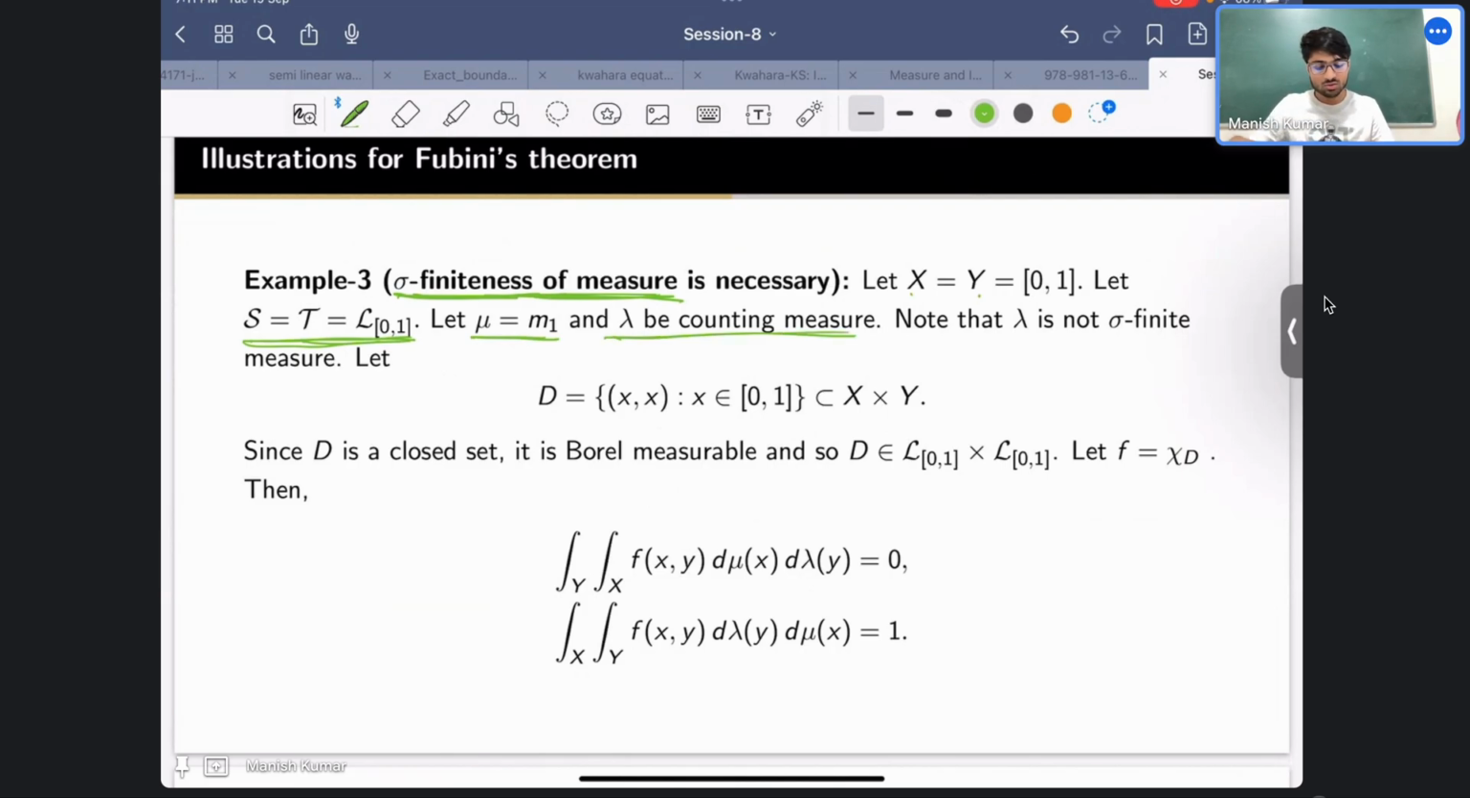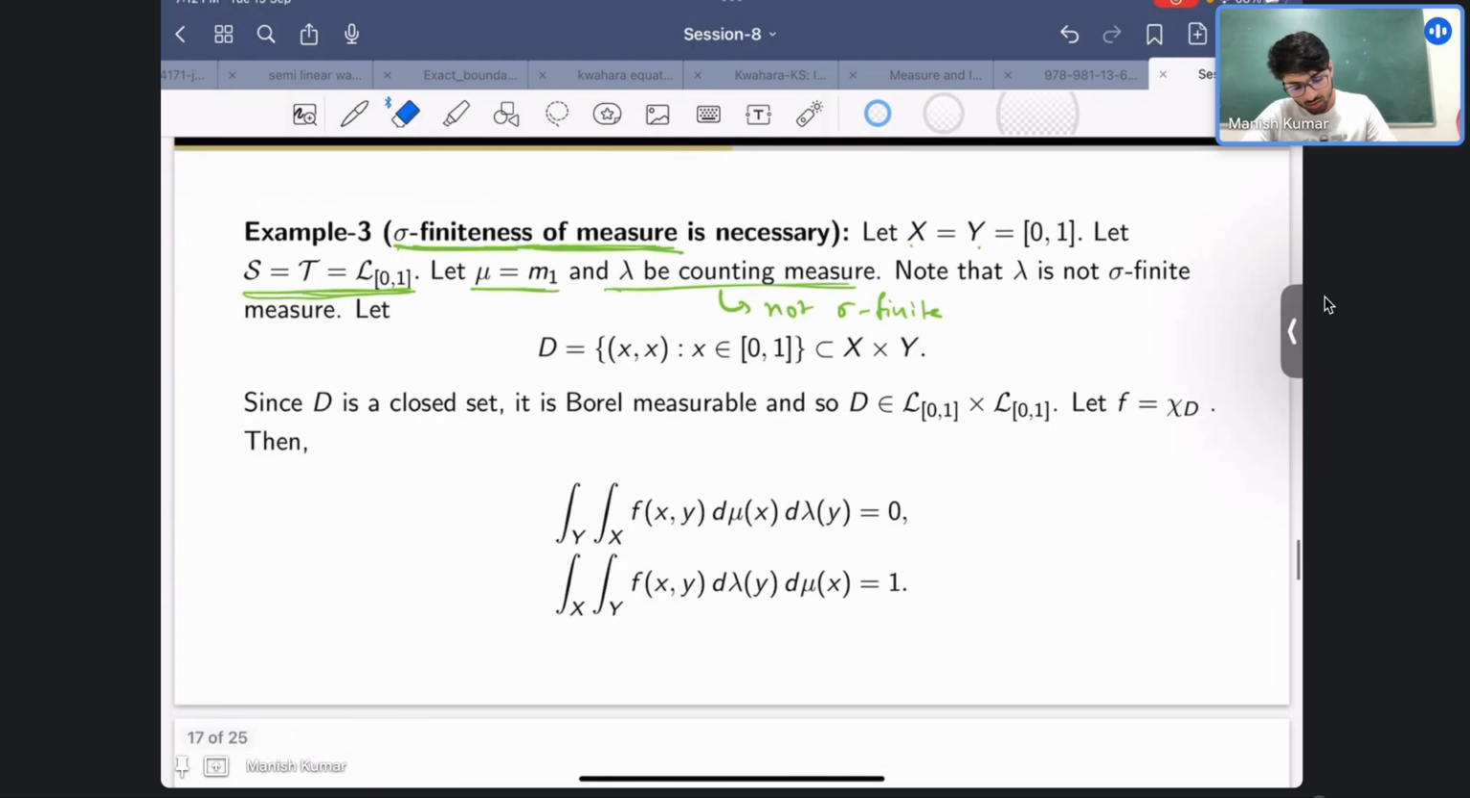So you know that this counting measure is not sigma finite, right? Because if you partition 0 1 as a countable union of any sets A_i, then you know that the counting measure of A_i will be either 0 or infinity, right? So this lambda is not sigma finite. So this is not a sigma finite measure. So now we'll see how these integrals are different.